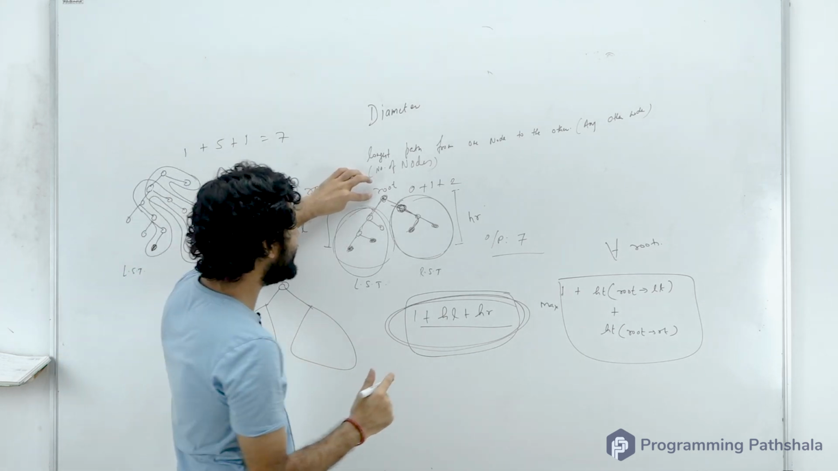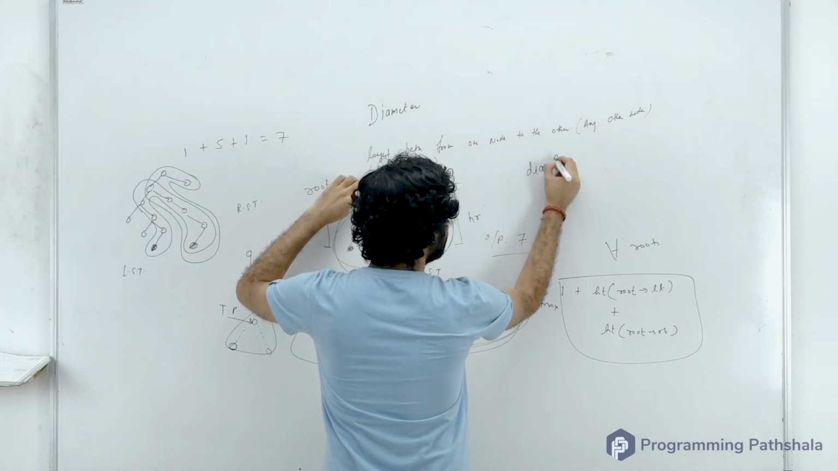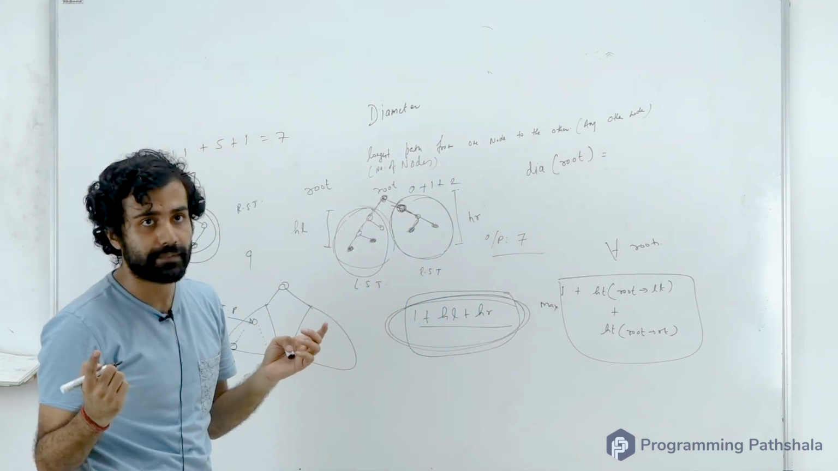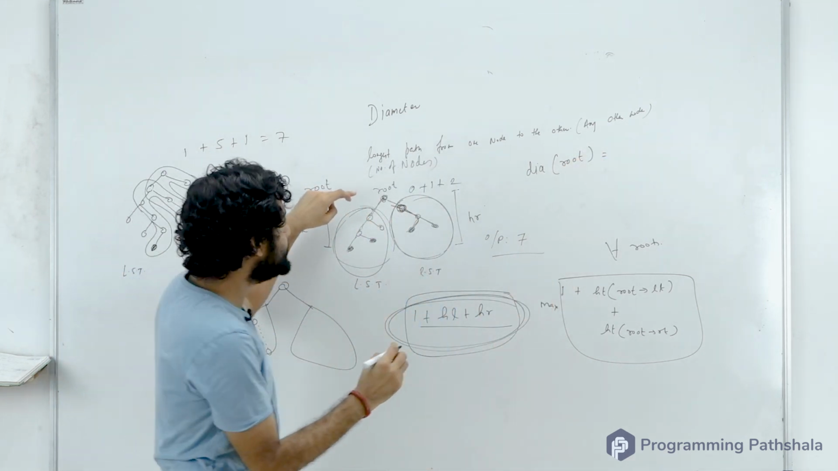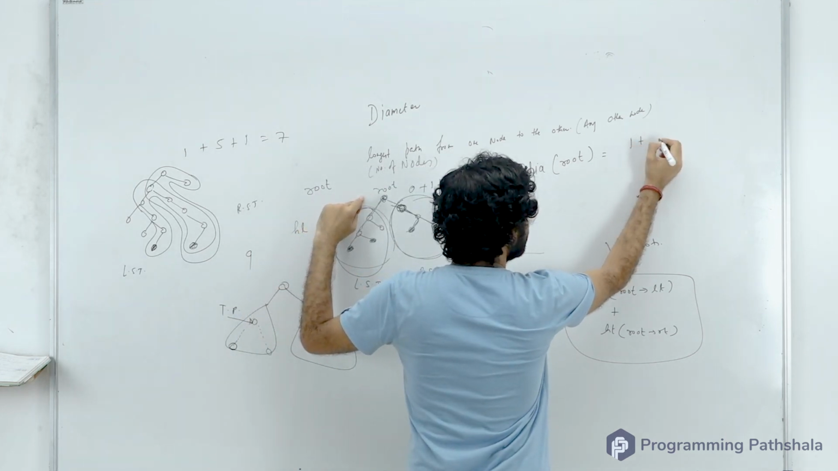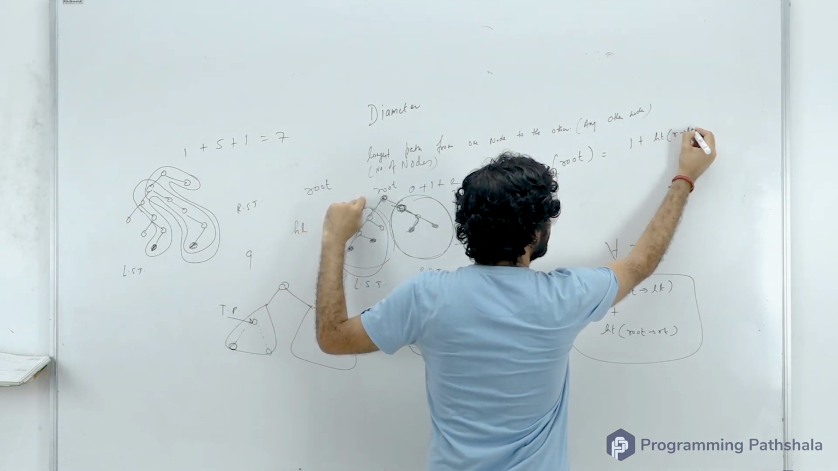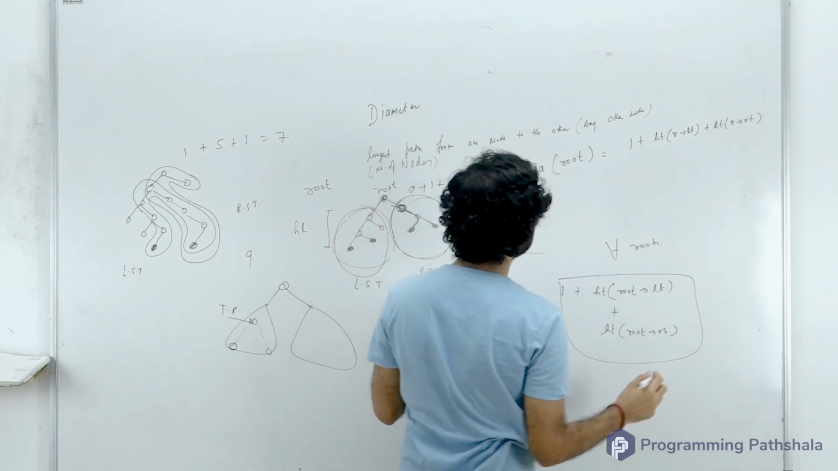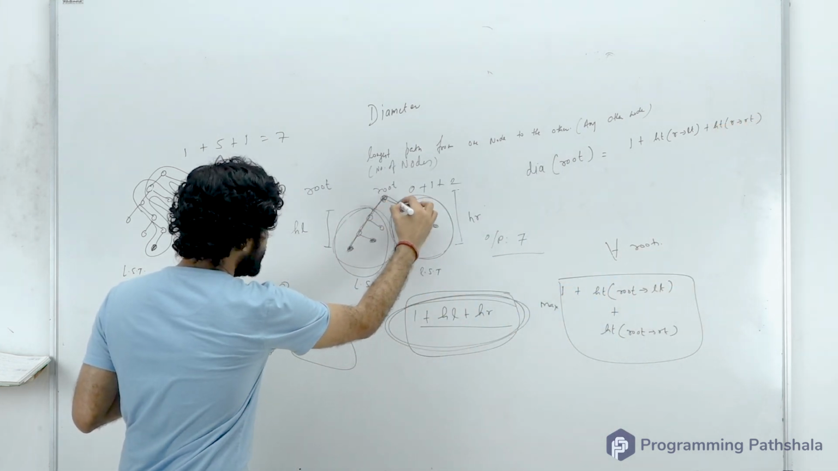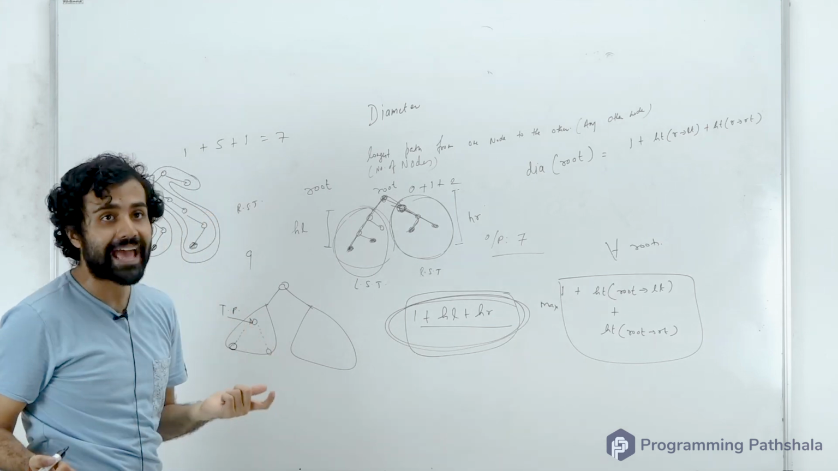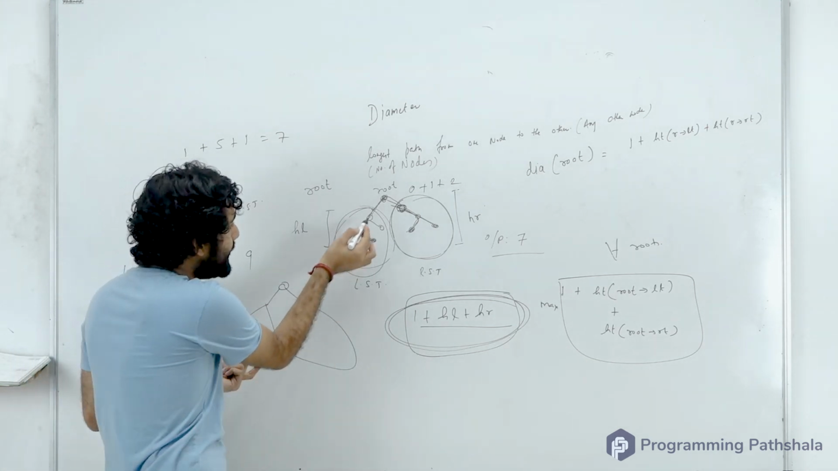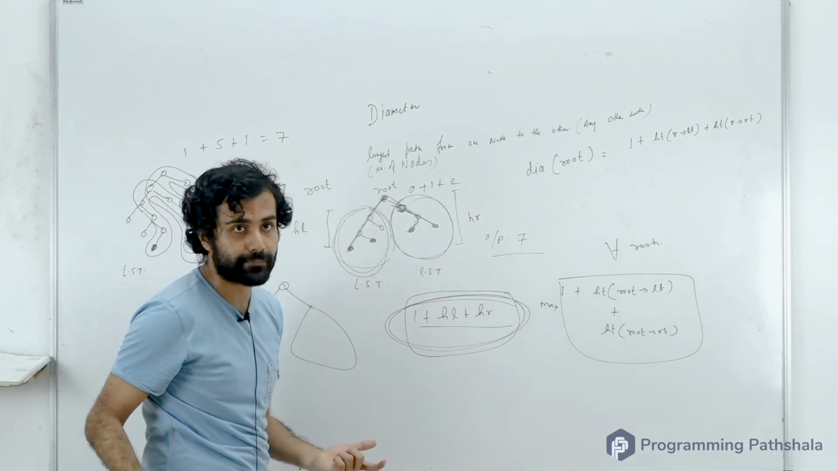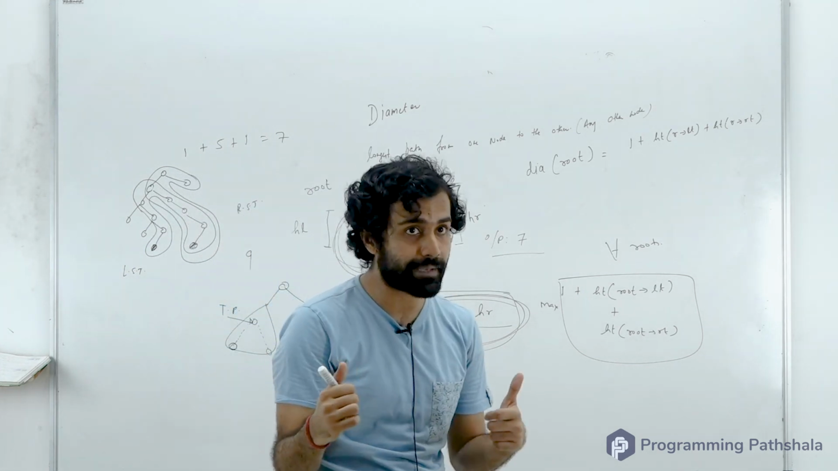If I have to find the diameter of a tree which is rooted at root, then how many options do I have? First option is that it would be 1 plus height of root left plus height of root right. This is my first option. So either this itself could be the diameter, or it could happen that the diameter is entirely present in the left subtree, or the diameter is entirely present in the right subtree. Okay, so are you getting my point over here?